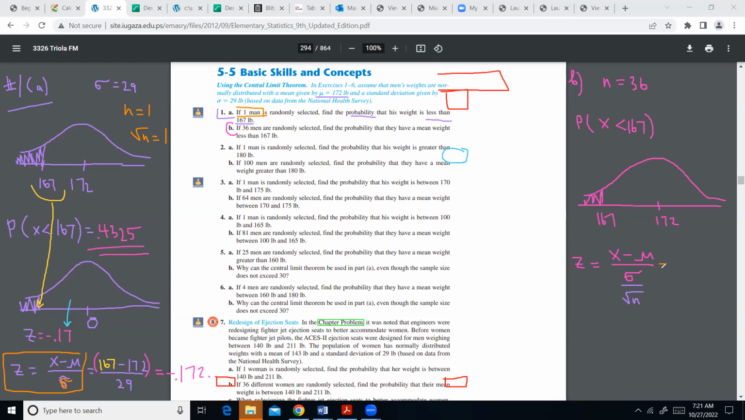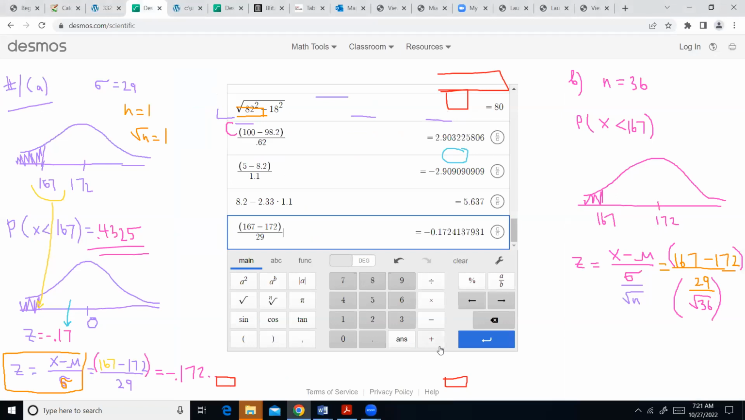So let me put these same numbers in again, 167 minus 172, because everything is the same for this. The only change is with my denominator. So standard deviation 29 now is divided by the square root of 36. That's the only difference. And to use a calculator, I need parentheses around the numerator as well as around the denominator. So let me get a new z-score here.